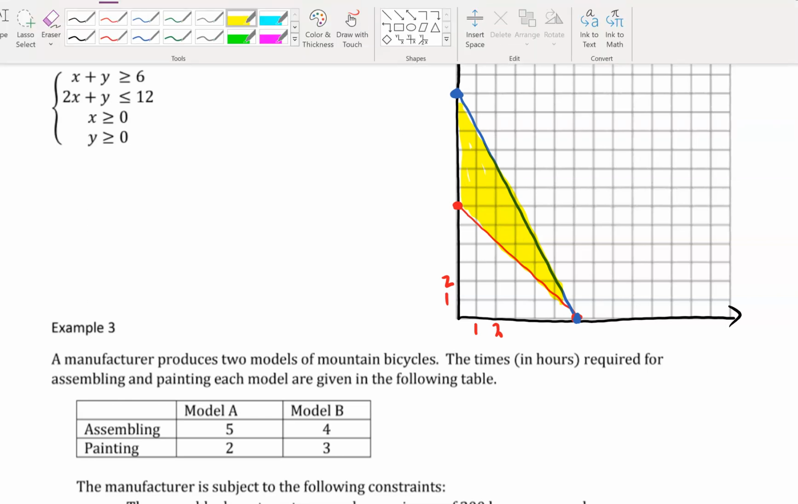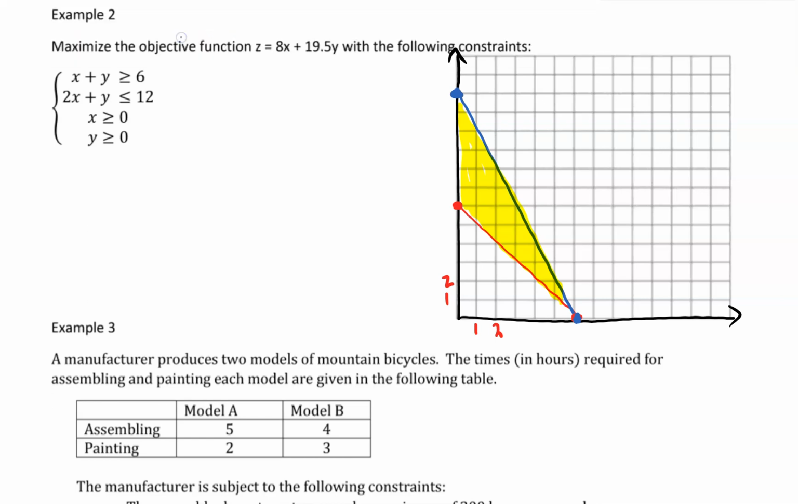Then I need to do just what I did before. They want me to find the vertices of this polygon. So I would be looking at those vertices. The vertices would be (0, 6), (0, 12), and (6, 0).